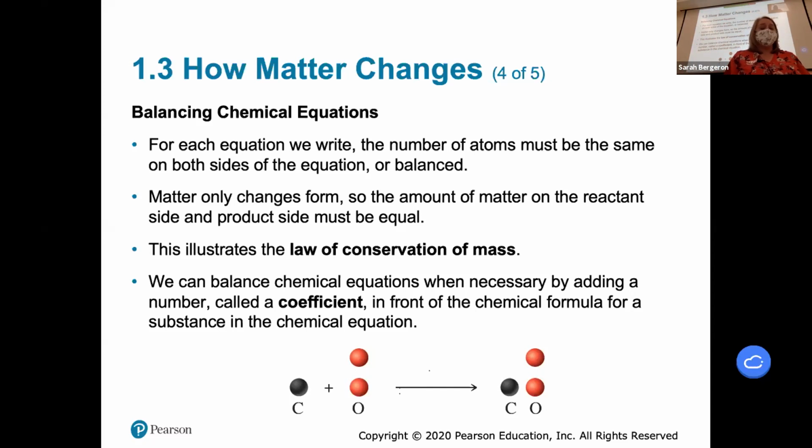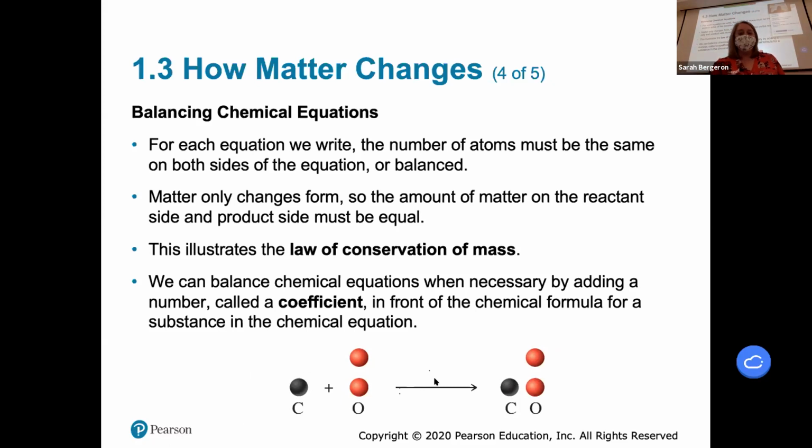So in order to balance chemical equations, we use coefficients. Let me move this over. So here's our chemical equation, carbon plus oxygen yields carbon dioxide, okay? How many atoms of carbon on this side? 1. How many on this side? 1. Okay, that's good. Now I'm going to check my other element. My other element is oxygen. How many do I have here? 2. How many do I have here? 2. Are we balanced? Check. Yes.